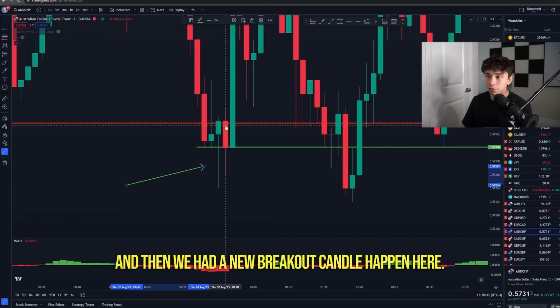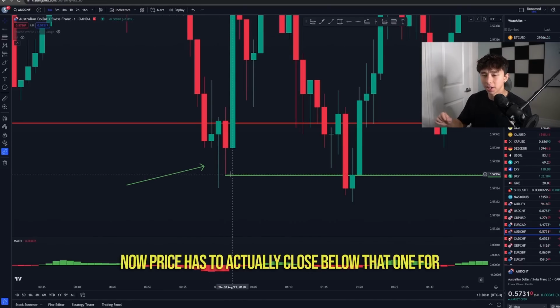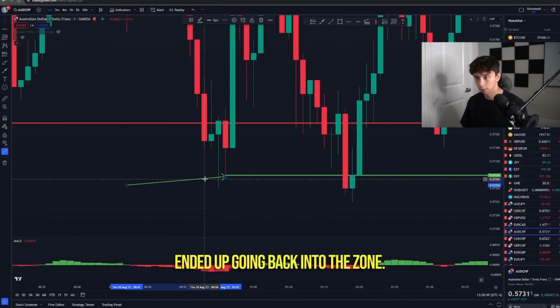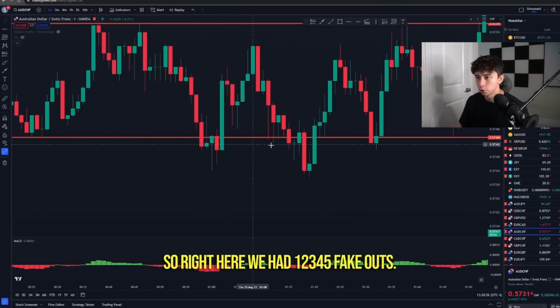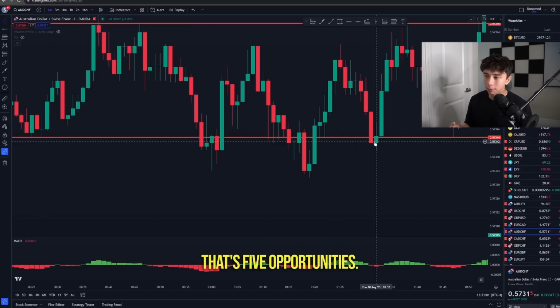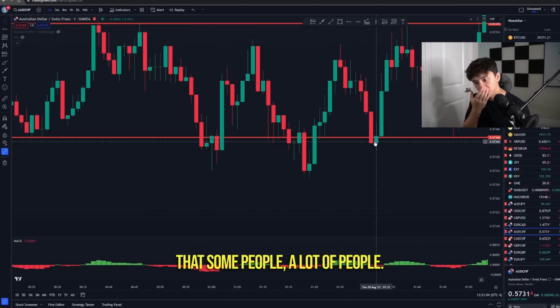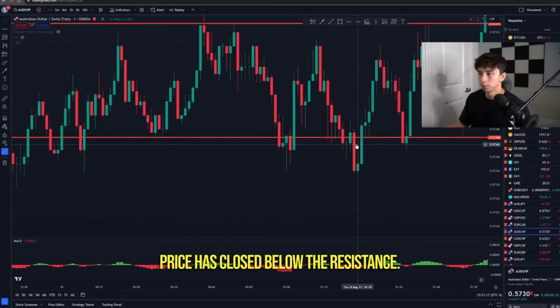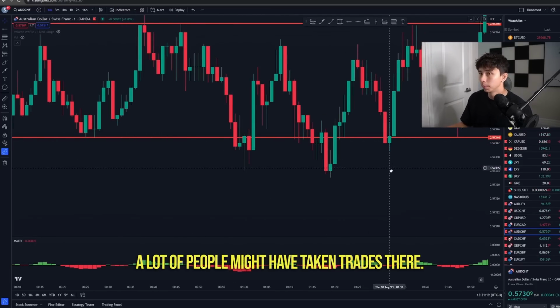And then we had a new breakout candle happen here. We put our line there. Now price has to actually close below that one for it to be a true breakout, which price never did. It ended up going back into the zone. So right here, we had 1, 2, 3, 4, 5 fake outs. That's 5 opportunities, that a lot of people, there were 5 opportunities here where price closed below the resistance. A lot of people might have taken trades there.